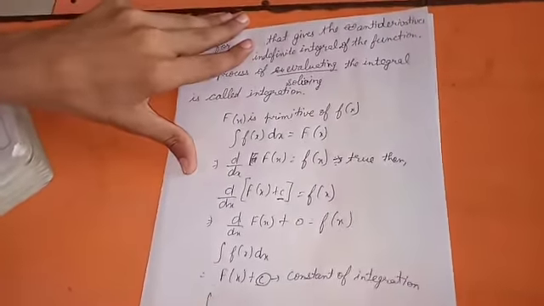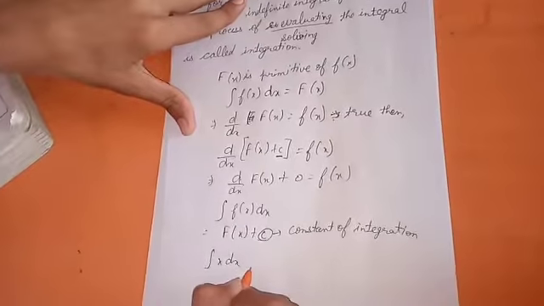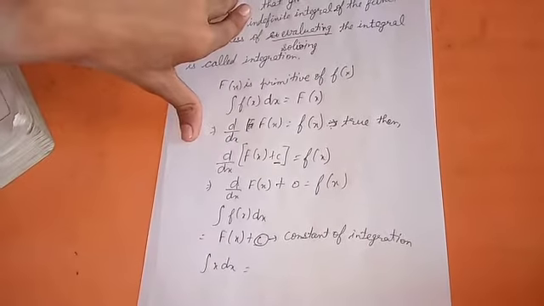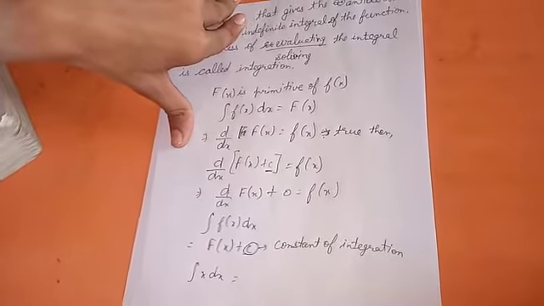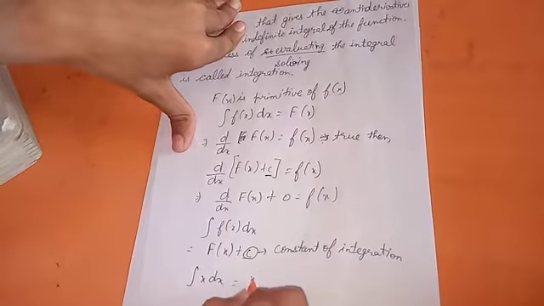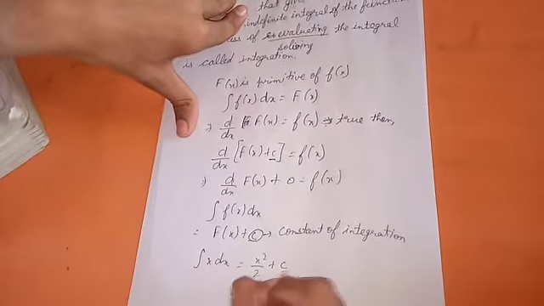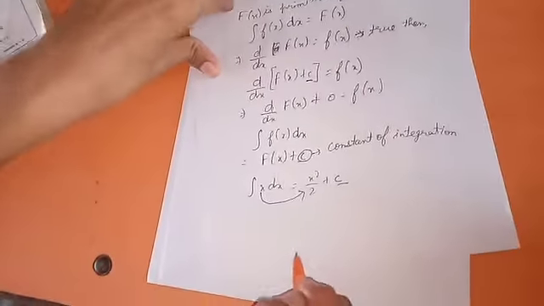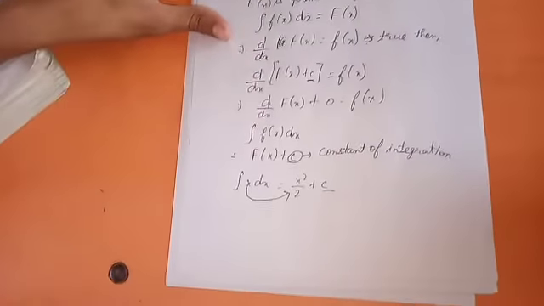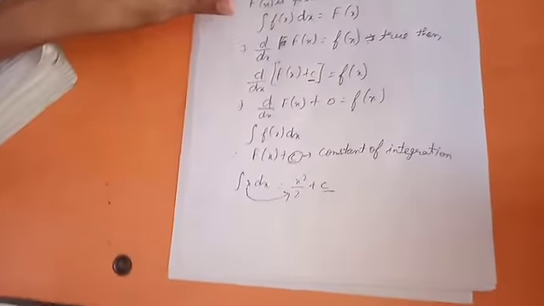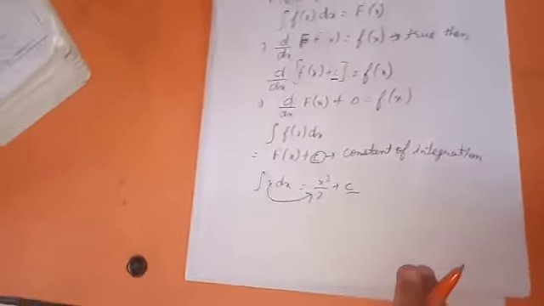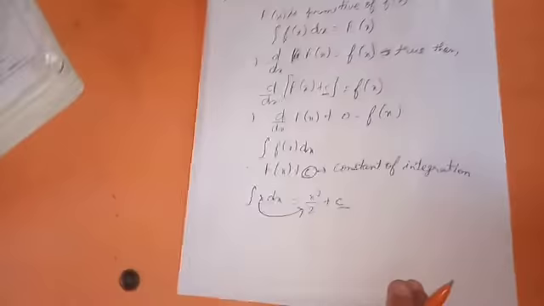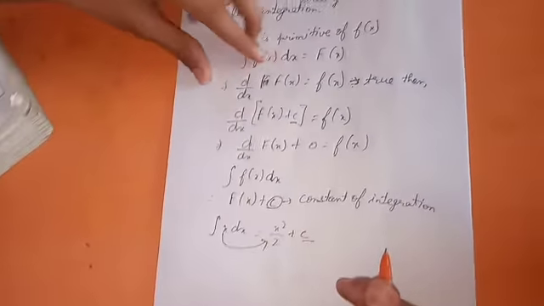So like if we have to do the integration of x, x dx, its integration will be x square by 2 plus c. Now let me explain how the integration of x is x square by 2. So first of all we will discuss it with the help of differentiation.